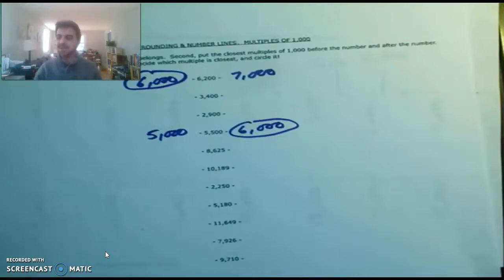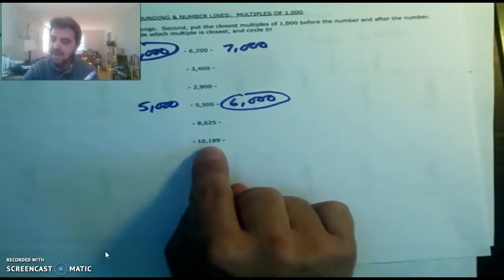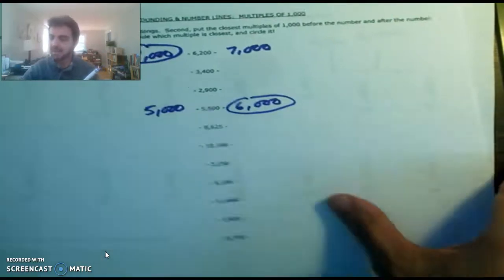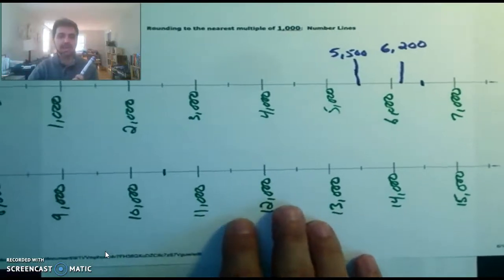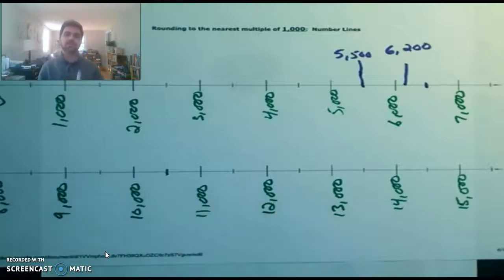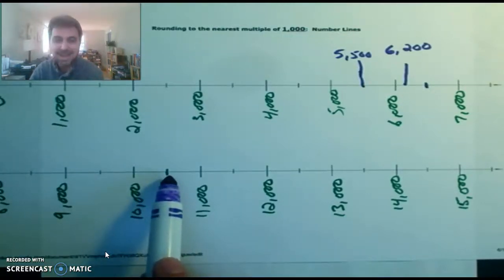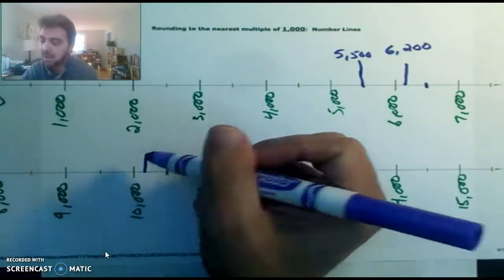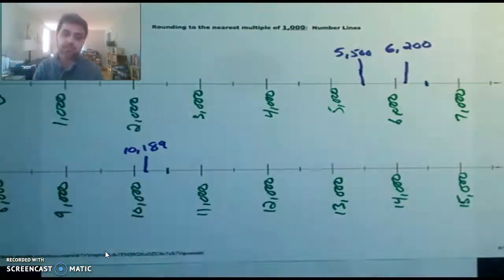Let's do the last one. Let's do this one. 10,189. Okay, so where do you think that would go? 10,189. So put a mark where you think it should go. If you're not right, it's okay. I'm going to show you where I think it should go. All right, so if this is 10,500 in the middle, 10,189, it's pretty close to 10,200. So I'm thinking maybe it's right about here. 10,189, somewhere in that vicinity right there. Okay.